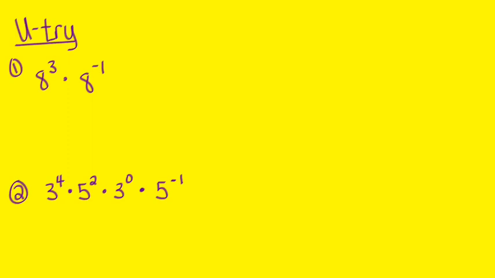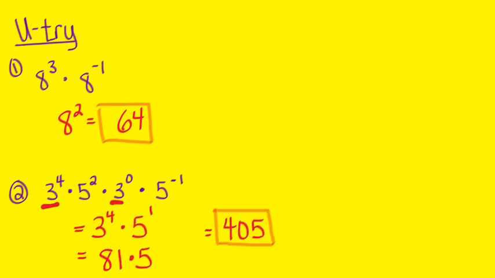So instead of having on number 1 to write it as a fraction and then resolve it, we know we can just do the math. 3 minus 1 is 2, right? On the second one, we know, first of all, that 3 to the 0 power is 1, so we're not worried about that one anymore. Then we know we'll just have 3 to the 4th. Then we have 5 to the second and 5 to the negative first, so we subtract and get 5 to the first power. So then 3 to the 4th is 81 times 5 is 405.